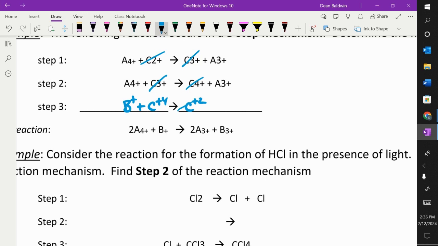All right. A3 and A3 gives me 2 A3s. So what else do I have to have here? A B3 plus. That's the missing step. And then check it. Once you write it out, check it. So this C2 cancels that C2. This C4 cancels that C4. That and that are gone. So 2 A's, a B gives me 2 A's and a B, and we're good.